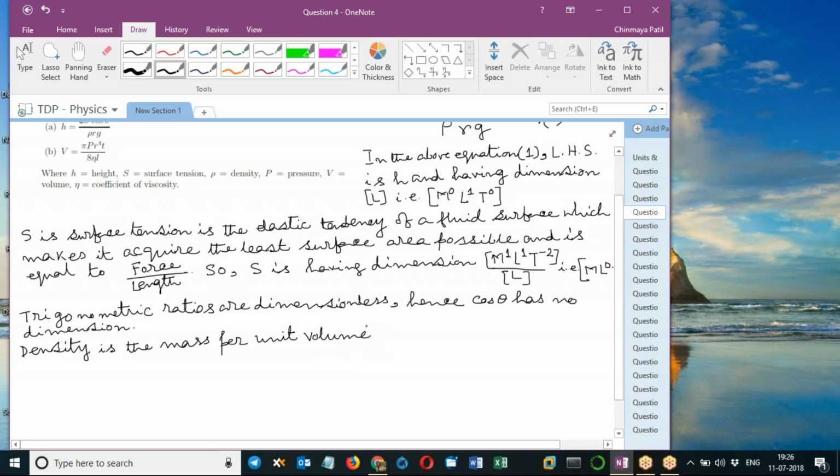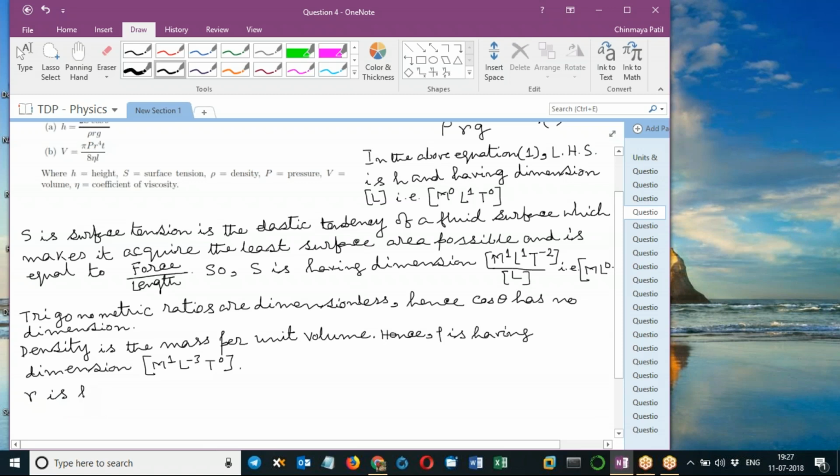It is given in the question also that rho is density. Hence, rho is having dimension M power 1, L power minus 3, T power 0. Correct. Very good. So now R is having dimension what?